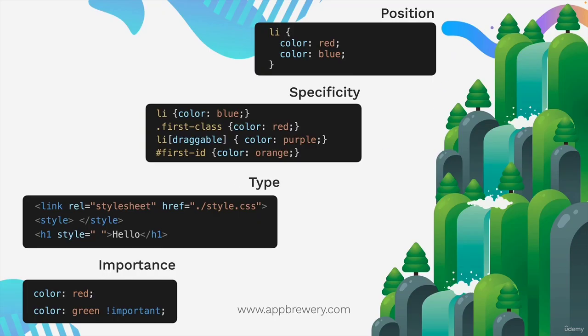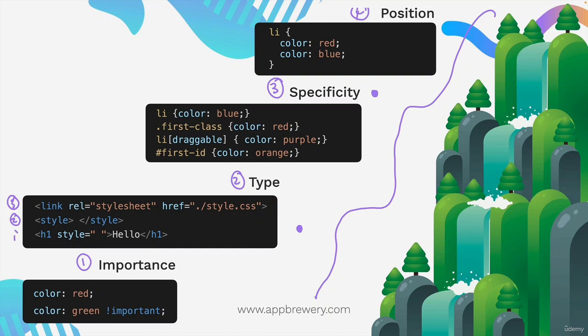Remember that the cascade goes from here to here to here to here. Even if something has won out on specificity, it can also lose because of the type. So you have to keep in mind the order of importance of the big categories, but also the order of importance of the small categories.